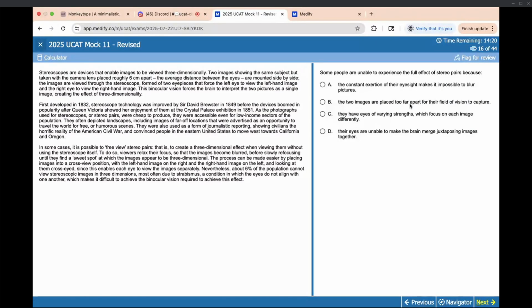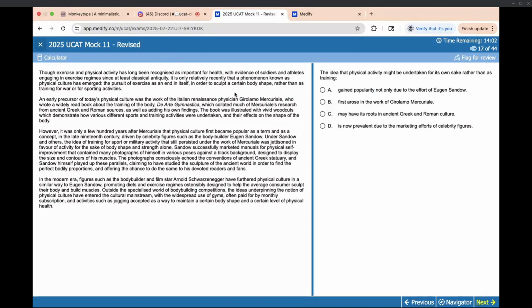Two images are placed too far. No, that's false. The fight to view the right eye. That's false. So this is true. It says here where the conditions do not align with it, which makes it difficult to achieve this effect. Okay. I was just looking at the answer options first. Okay.